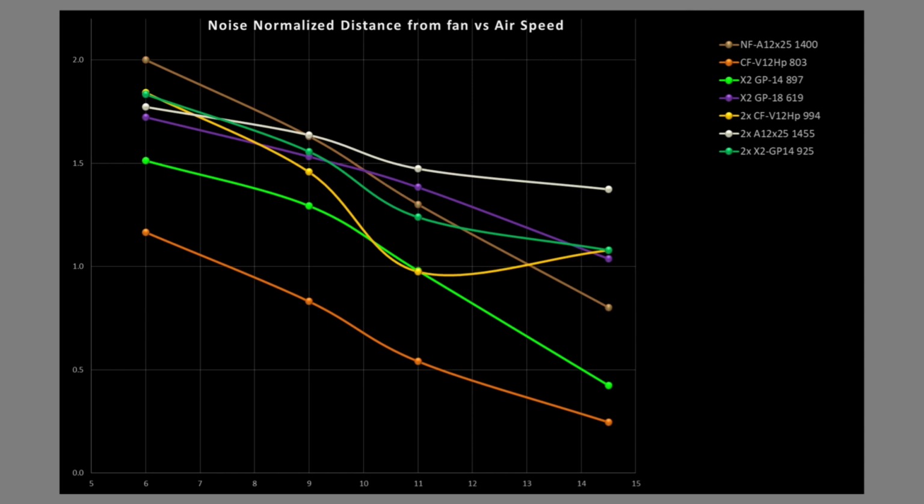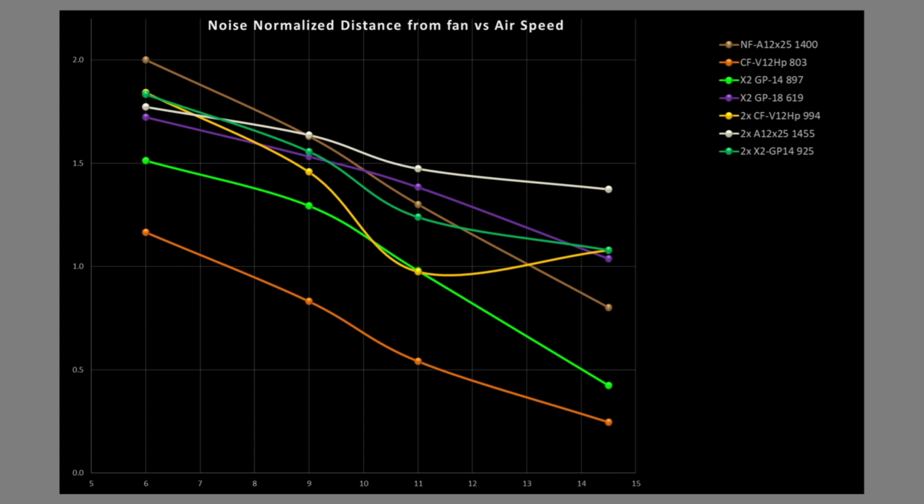Also, does the quality of the fan really matter at this point? That was another key factor. So the CF V12HP, right here, this orange line, is clearly a lower quality fan than the A12X25 right here in this brown line. So does the quality of the fan that you're putting in your computer case really matter? Or does just having all these fans in it completely counteract having poor quality fans, because you're already just filling the volume with all this air? So that was the other point of this test.